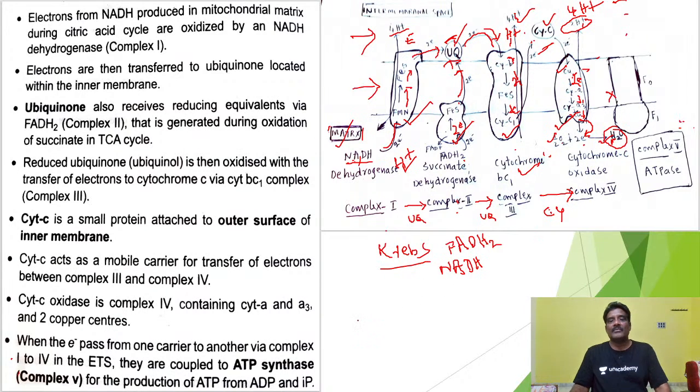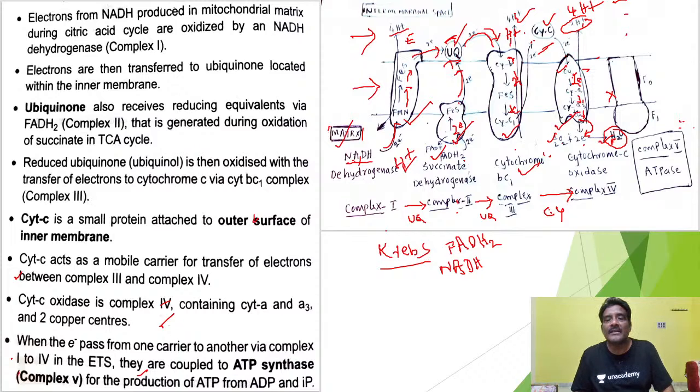Just now listen to another important point, as far as FADH2 is concerned. FADH2 oxidation starts from the second complex onwards. Electrons move through complex 2 to ubiquinone. Ubiquinone receives electrons from complex 1 and also complex 2, and transfers these electrons to complex 3, and complex 3 to complex 4 like this.